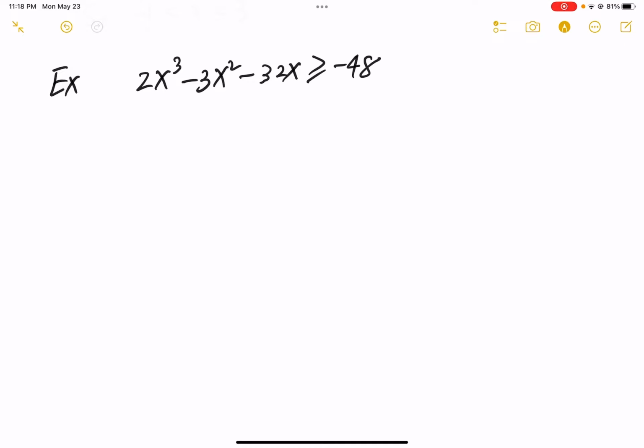So now let's look at more examples. You have 2x cubed minus 3x squared minus 32x is greater than or equal to -48. Okay, so now we need to make the right side 0, so we add 48 on both sides.